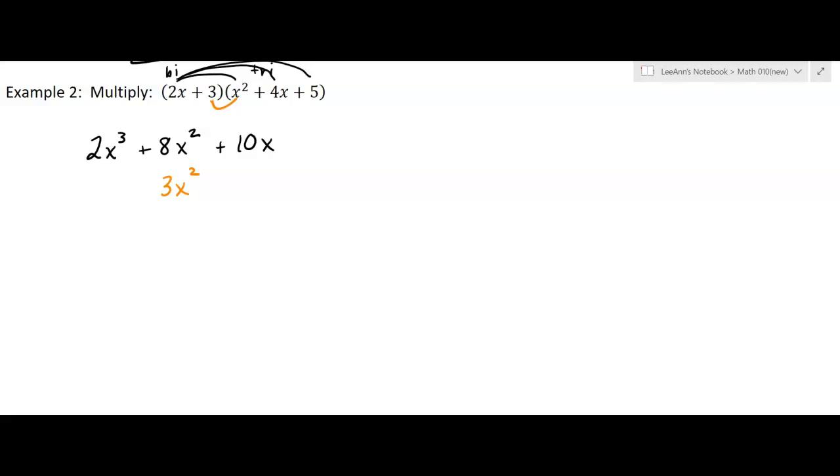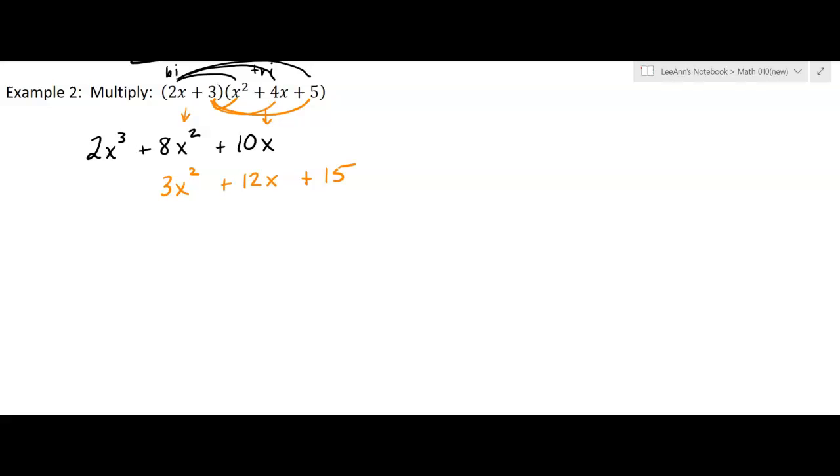All right, what's 3 times 4x? 12x. And I'm stacking them because these are like terms, right? The x squared and x squared. And here I have the x and the x. Okay, and then I got one more, 3 times 5, which is 15. The 15 doesn't combine with anything because it's a constant, and I didn't have a constant in the first part.